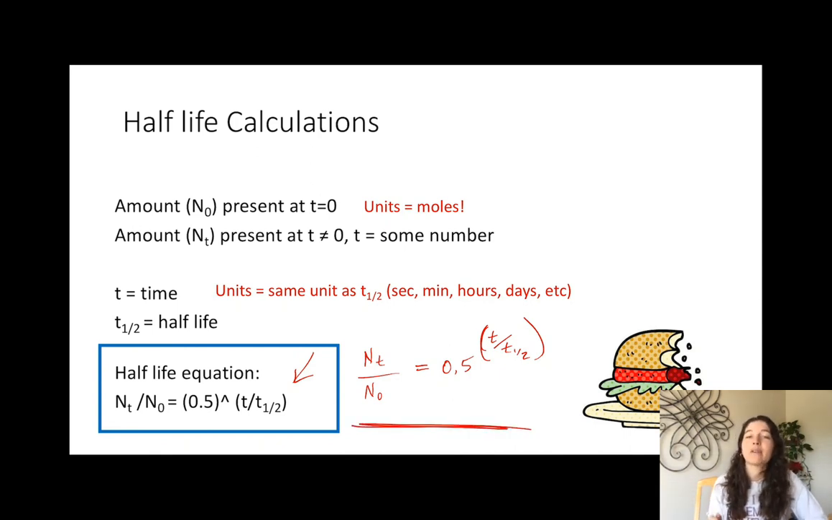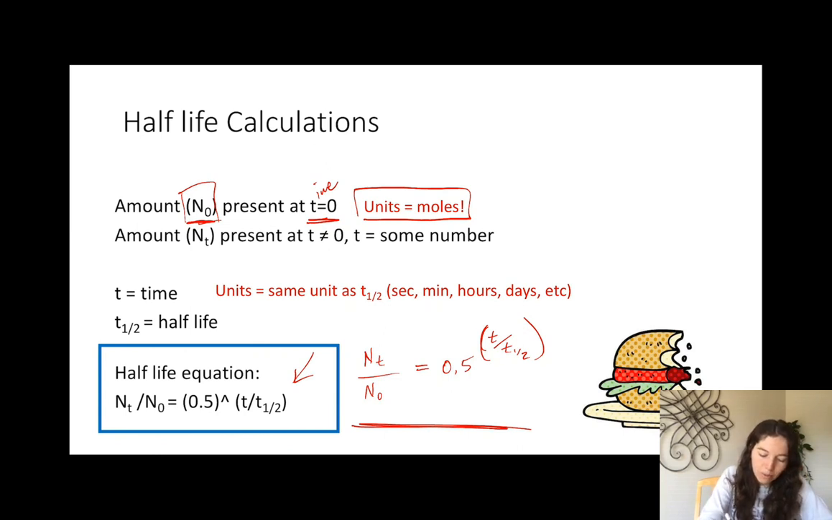Now, the variables that are involved in here are defined on this slide. The amount of substance that is present at time 0 is N0. So in that previous example, we started with 10 grams. But the unit on this is moles, so you'd need to convert that to moles. So this would be moles of cobalt-60 that we started with. So you need to take that 10 grams to moles.